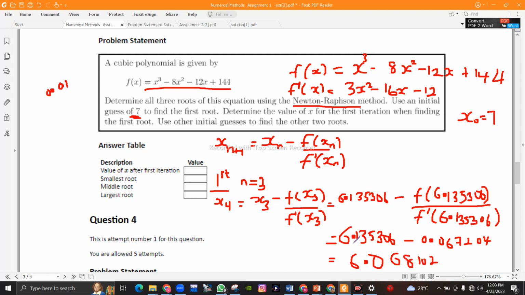Now the error, if you subtract from the previous error, you're going to get 0.067204. So it's converging. So we're going to 0.0. I want to have something like 0.001, something like this. So we're not getting there yet. So this is now our new x4. So we'll go for the fifth iteration.